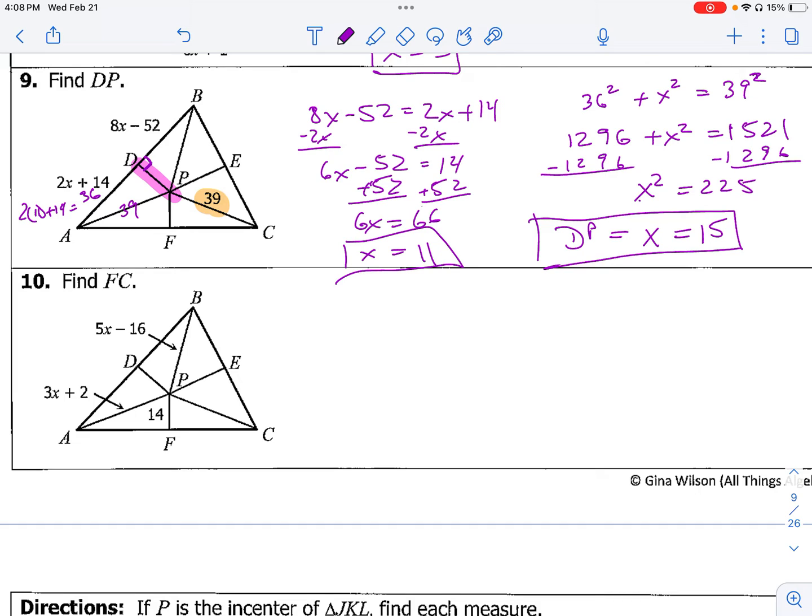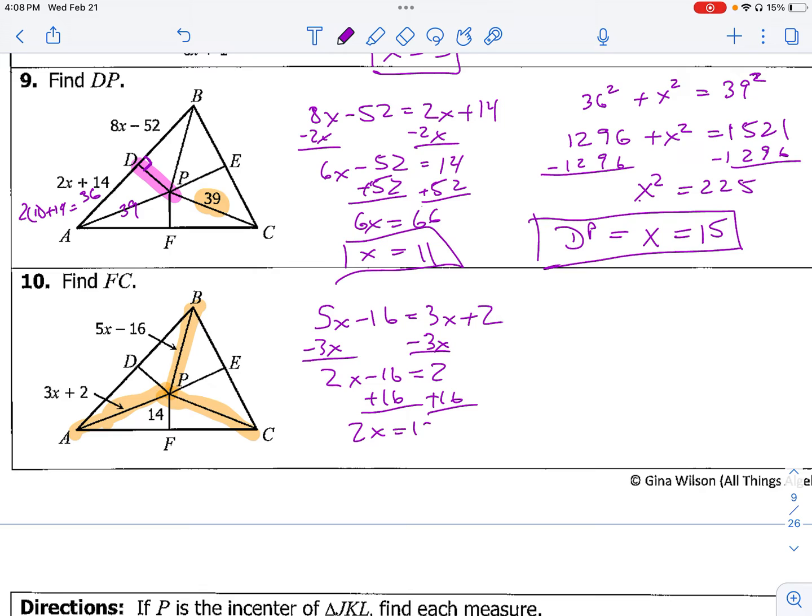All right, welcome back. So P is still the incenter. So BP, AP, and CP all equidistant. So that means that 5x minus 16 equals 3x plus 2. We'll go ahead and solve for x, get the x's on the same side. Then we get the x by itself. We get x equals 9, but we got to find FC.